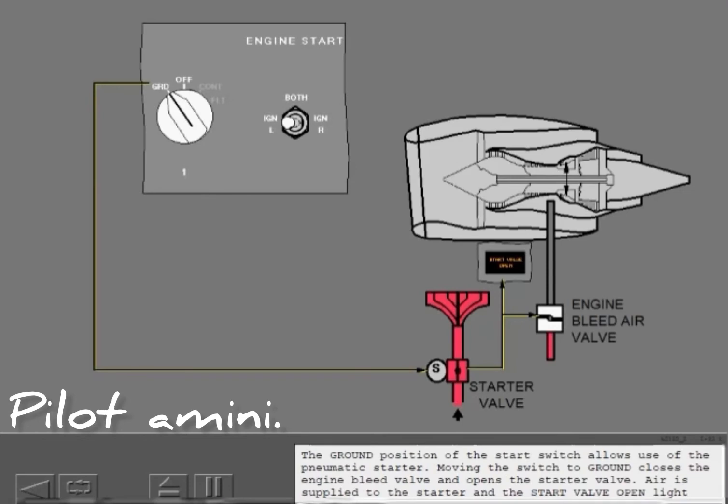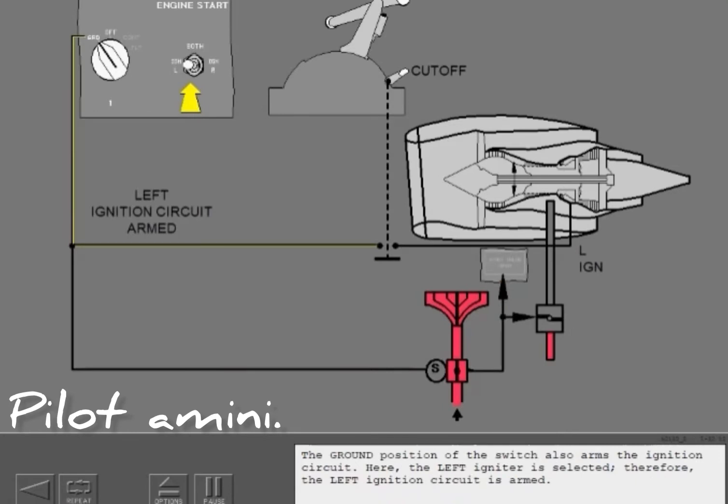The ground position of the start switch allows use of the pneumatic starter. Moving the switch to ground closes the engine bleed valve and opens the starter valve. Air is supplied to the starter and the start valve open light illuminates. The ground position of the switch also arms the ignition circuit. Here, the left igniter is selected. Therefore, the left ignition circuit is armed.